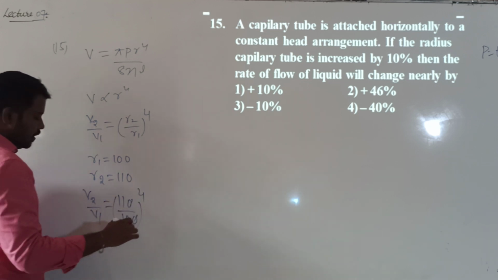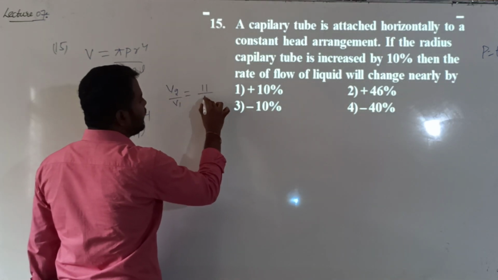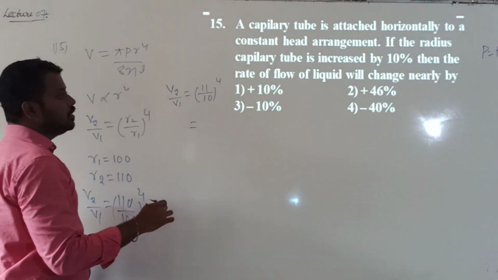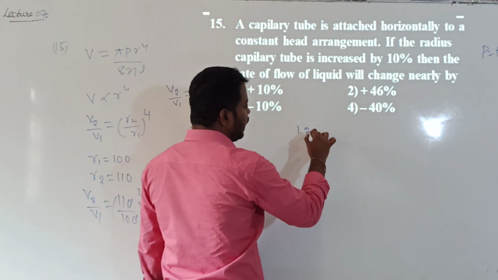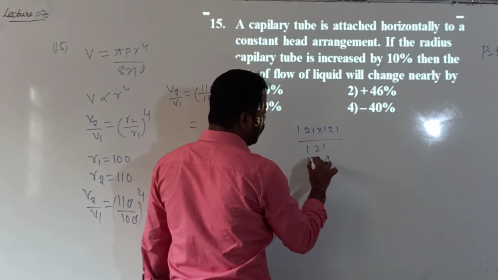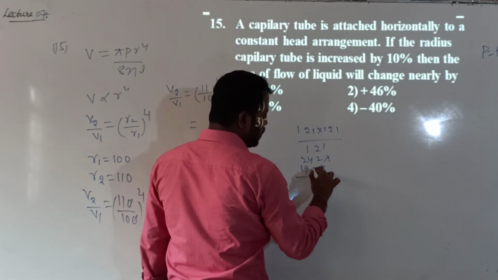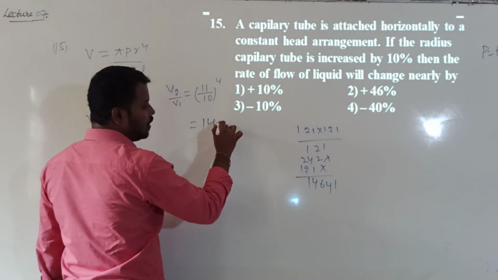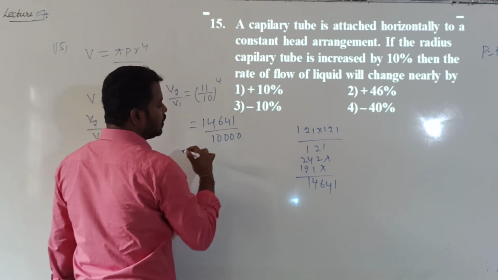Correct? So the zeros cancel. Then what answer do I get? V2 by V1 is equal to 11 by 10 whole power 4. So what is the value of 11 by 10 whole power 4? How much will we get? 11 elevens are 121. So 121 into 121. Here 1 2 1, so 2 4 2, and here the value of 1. Then 1 4, so this value is 6 and this value is 4 1. So what value are we getting? 1 4 6 4 1 by 10,000, that is 10 power 4.